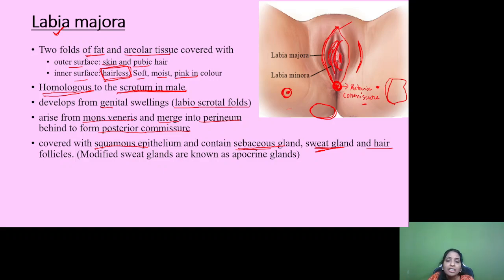And it is also an important MCQ in your exam. The modified sweat glands of labia majora are known as apocrine glands. I'll show you an image regarding it also. Apocrine glands, this is one of the MCQs. So modified sweat glands are the apocrine glands.